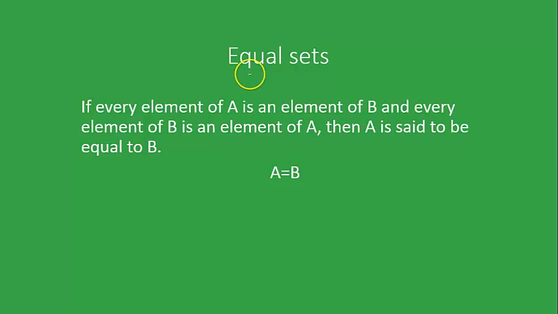Now let us look into the concept of equal sets. If every element of set A is an element of set B, and every element of set B is an element of set A, then A is said to be equal to B and is written as A = B.